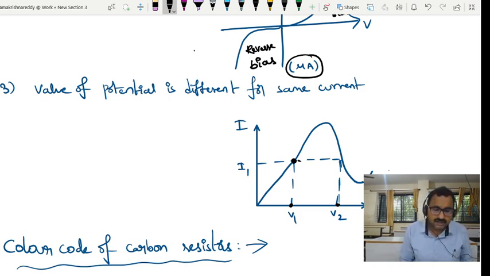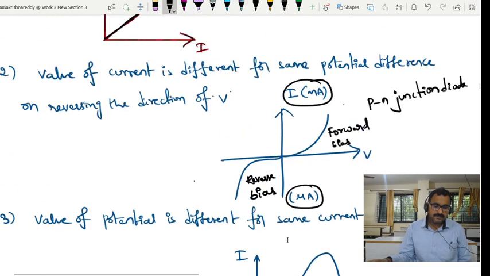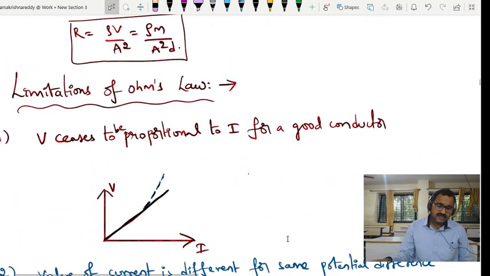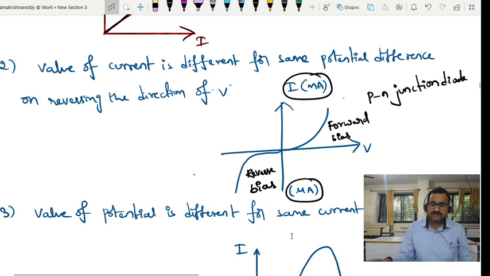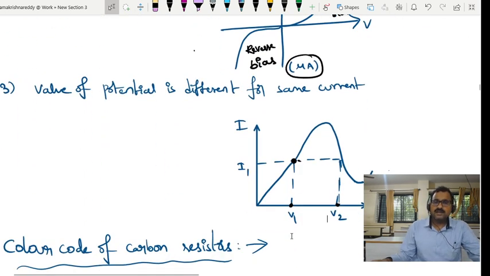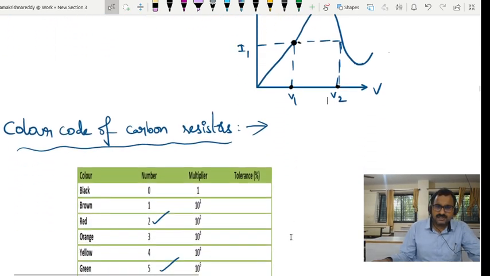So all these are not satisfying. That's why these are all called non-ohmic devices. Those are the examples. So V ceases to be proportional to I for a good conductor. The value of current is different for the same potential difference on reversing the direction of V, and the value of potential is different for the same current.